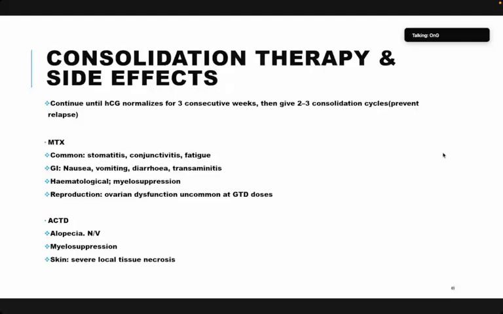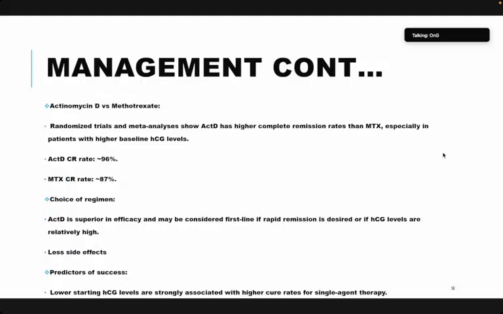It is also important to note that actinomycin D may cause alopecia, which you also need to counsel your patients on. With methotrexate, the common symptoms that you may have are stomatitis, conjunctivitis, and fatigue. There's a randomized trial and meta-analysis that shows that actinomycin D carries a higher remission rate than methotrexate, and actually most centers are moving towards using actinomycin D for low-risk GTN. It is superior in efficacy with a complete remission rate of 96%.